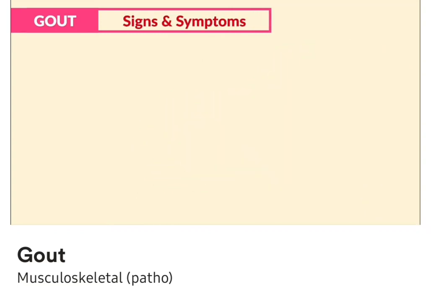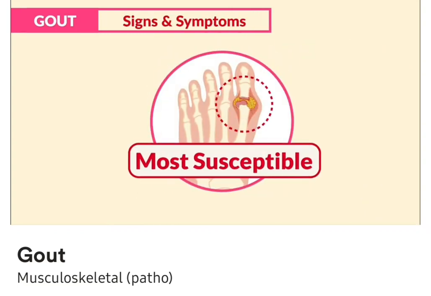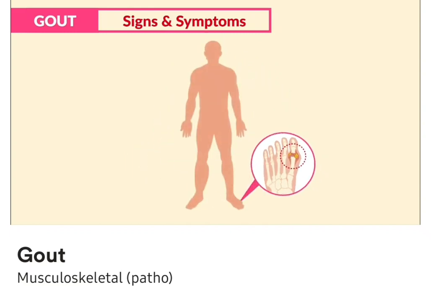So for signs and symptoms, big toes are most susceptible to gout, but the pain and inflammation can also affect joints of the ankles, knees, wrist, and elbows. And even the skin becomes red due to the pain and inflammation.